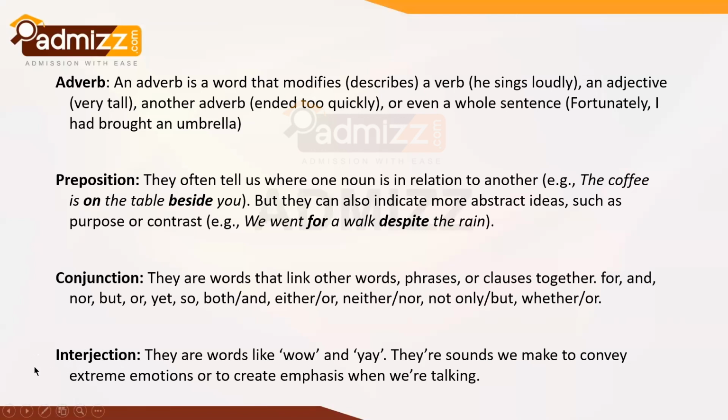Interjections. So interjections are used informally most of the time. Interjections are not usually seen in formal writing or in academic writing. For instance, words like wow and yay, which are used to convey some extreme form of emotion, are called interjections. Wow, yay, and things of that nature. So we are done with parts of speech.